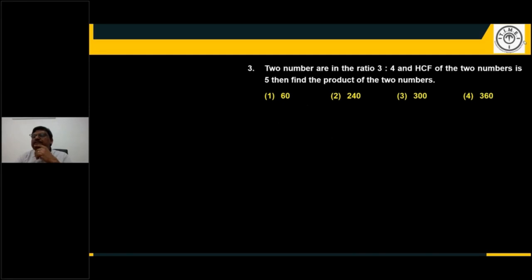Yes, students. So if two numbers are in the ratio 3:4, yes, Surakshita, let the numbers be 3x and 4x. If the numbers are 3x and 4x, what is their highest common factor? Between 3 and 4 there is no common factor. So the HCF of 3x and 4x will be x, because 3 and 4 don't have any common factor. The only common factor is x.